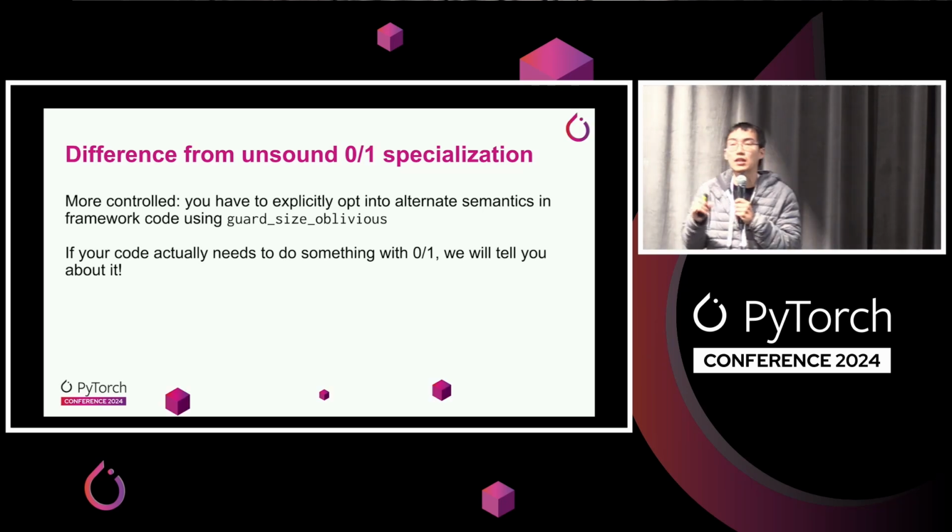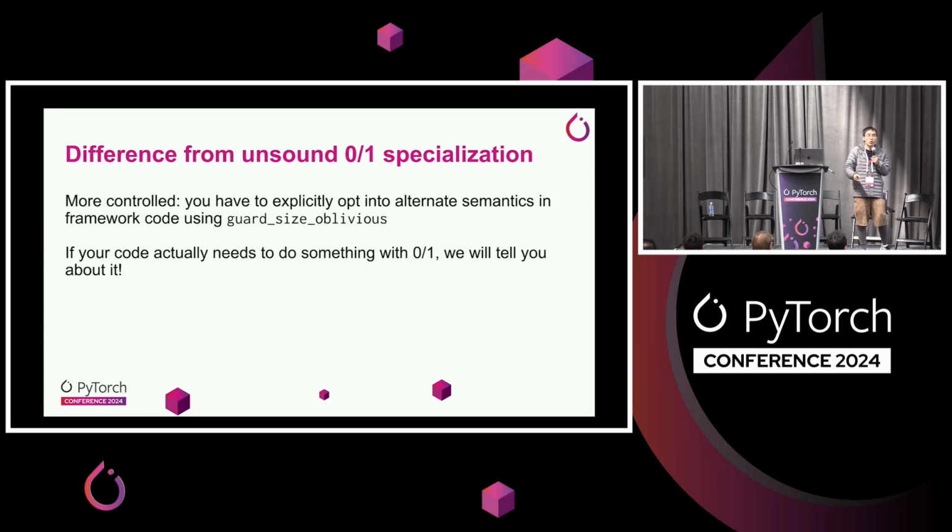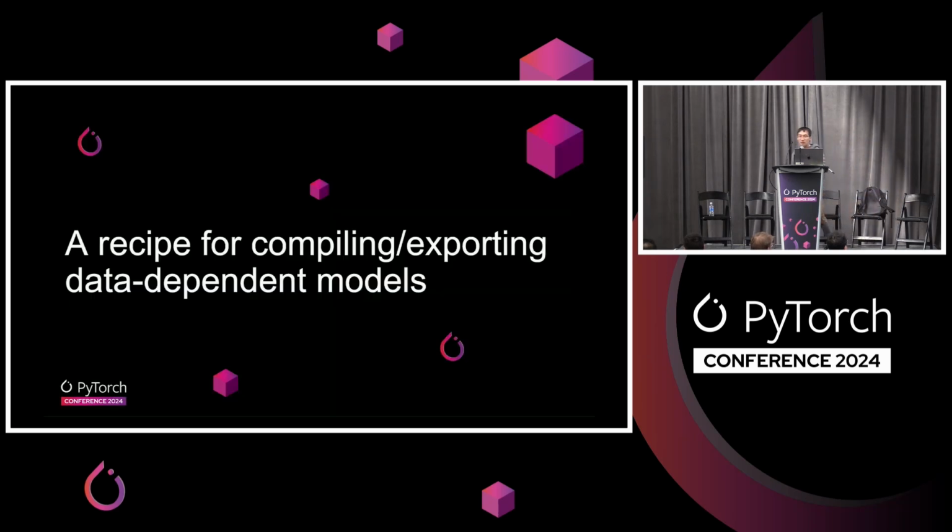So if you have something like hand tracking, where you actually do need to distinguish between having 0, 1, or 2 hands, then if you didn't put a guard size oblivious on it, we will not assume, oh, you always have 2 hands. And you can find out about that, get a guard on data dependent exception, and then figure out what to do. I'm going to skip these slides.